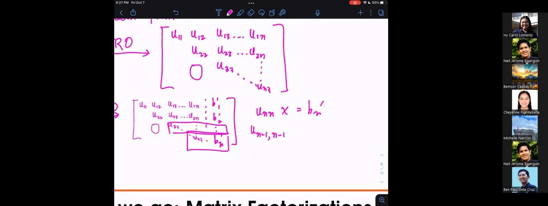Bakit tayo nag-reduce to row echelon form? Kasi ang gagawin mo, magba-back substitution ka na lamang. You did all the transformation here, so essentially here, we get UNN equals BN prime and so on. Hanggang makarating tayo dun sa taas, makuha natin yung value ng lahat ng mga variables. Okay? Now, this is the ideal process because number one, hindi siya kasing, though expensive pa rin siya because this is big O of n cubed, where n is the number of rows or columns of your matrix.